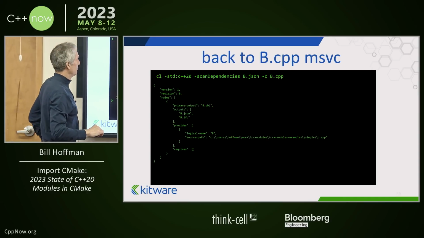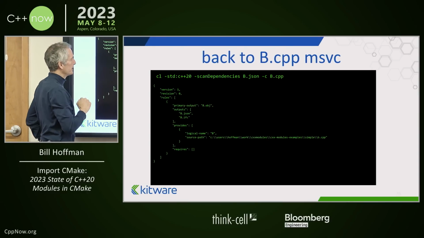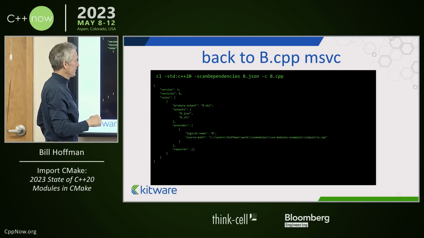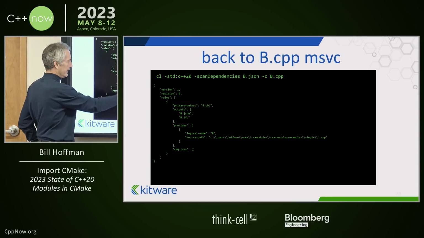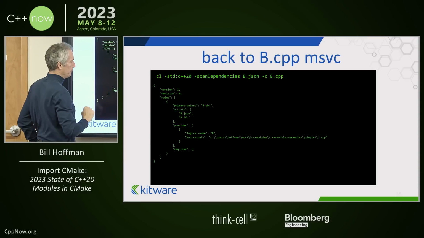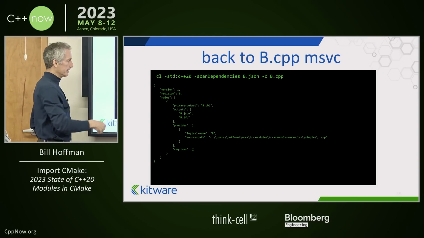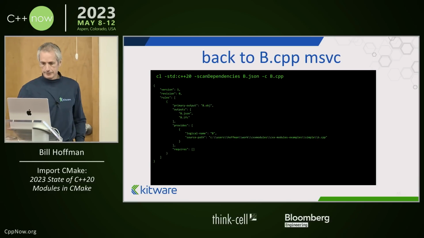And if we go back to B, we can see our primary output is b.obj. We got a b.json and an IFC, the BMI file, and we provide B, and there's the path to the source to B, and we don't require anything.